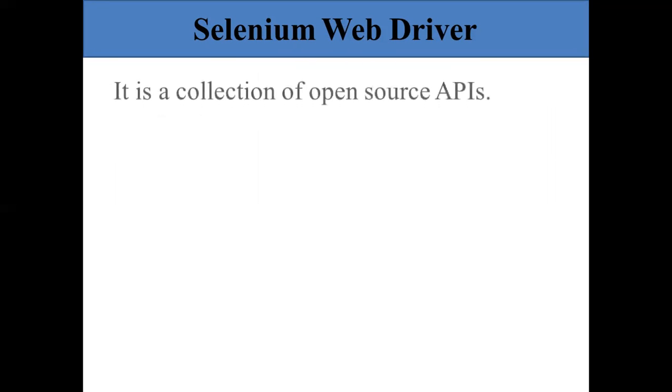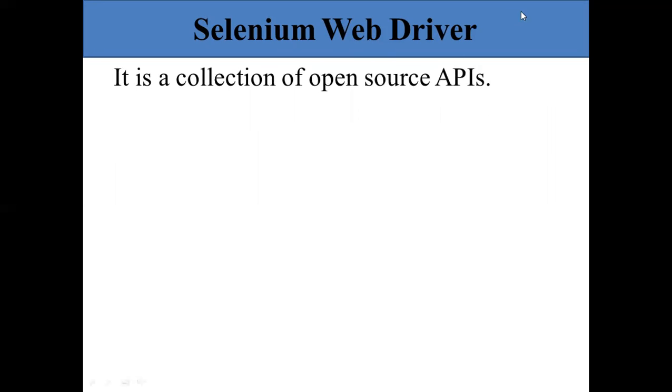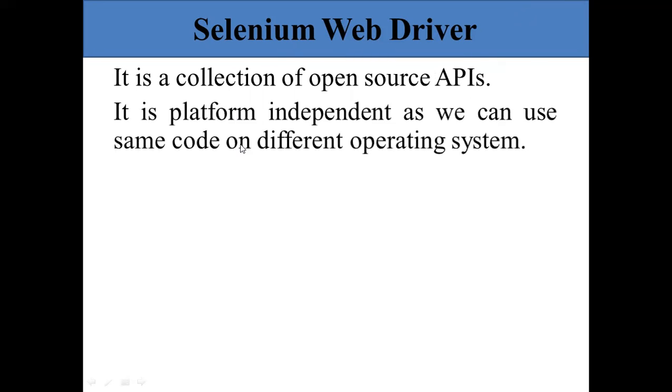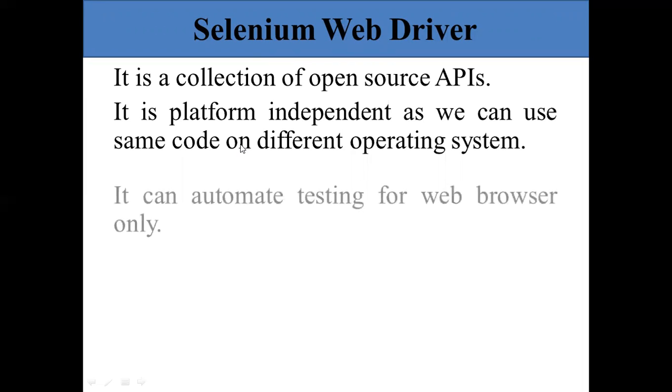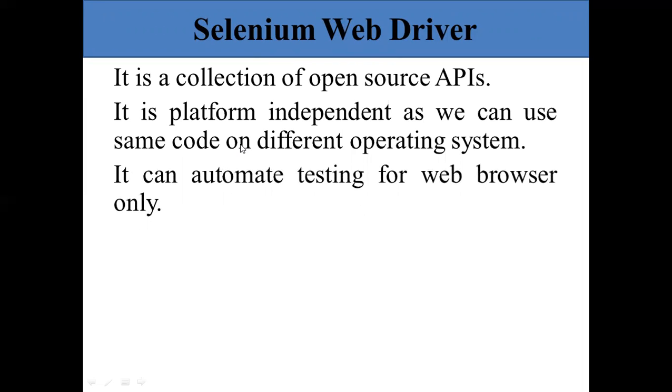Next, we will see what is Selenium WebDriver. It is a collection of open source APIs. So what is an API? Application Programming Interface. Second thing, it is platform independent, as we can use the same code on different operating systems. Suppose I am using one operating system and I want to use that particular code on another operating system, so I can use that code on the other as well. It can automate testing for web browsers only.